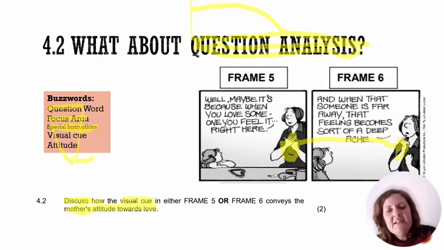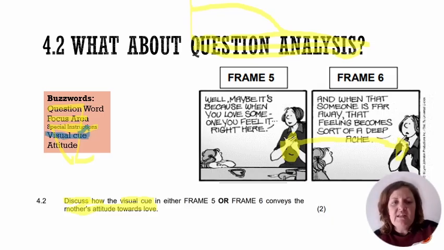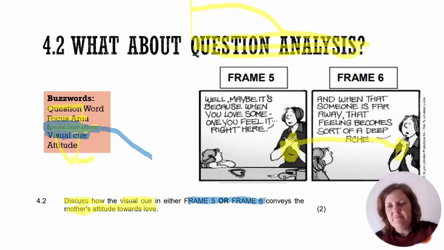But now please, gents, do not ever forget the third aspect of question analysis. The third aspect of question analysis is the special instructions. Every question has special instructions. And in this question, the special instructions say that you need to look at frame 5 or frame 6. And you're lucky there. Sometimes they make it for 3 marks and then they tell you and frame 6, but they said frame 5 or frame 6.